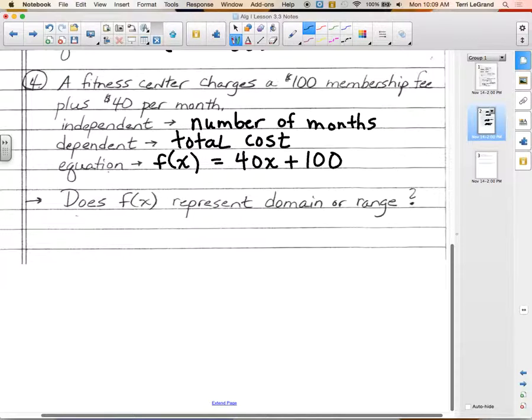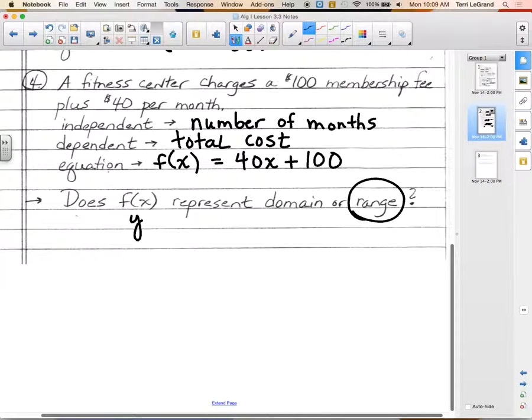Okay, how many of you were successful on your own with that one? Okay. Does f of x represent the domain or the range? Range. Why? Because it's y. Right. f of x is the same as y, and we know that the y values make up the range, right?